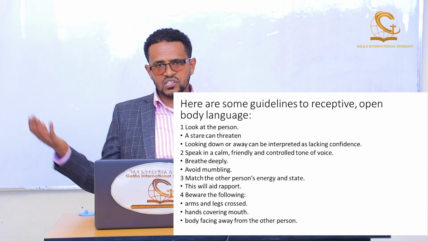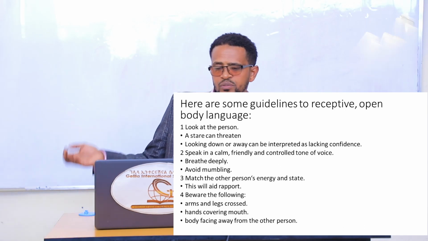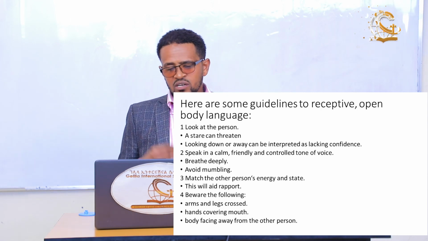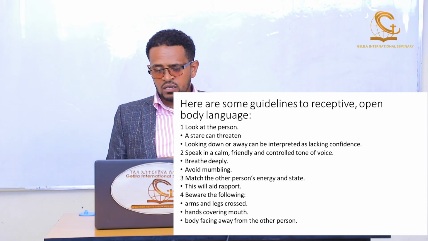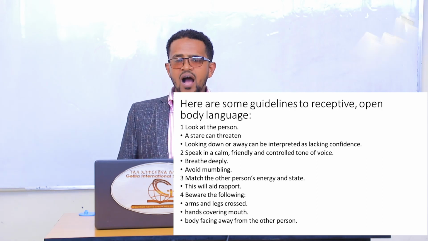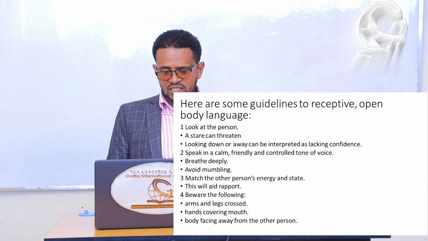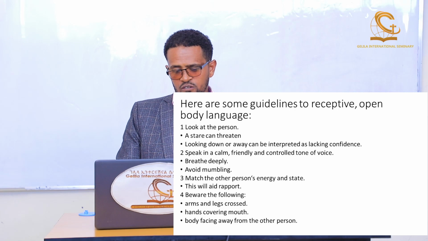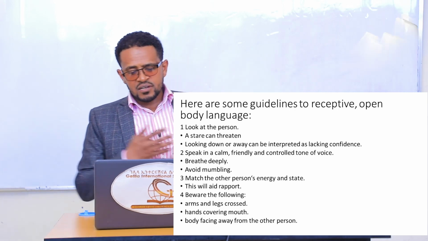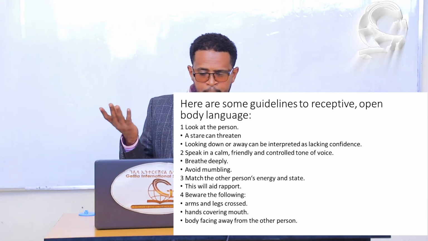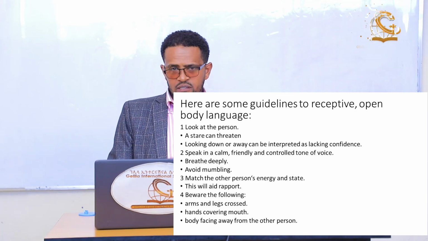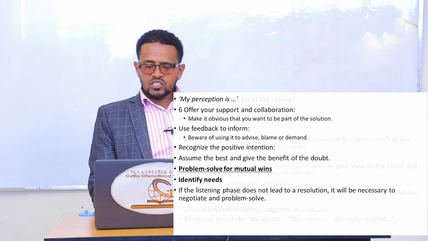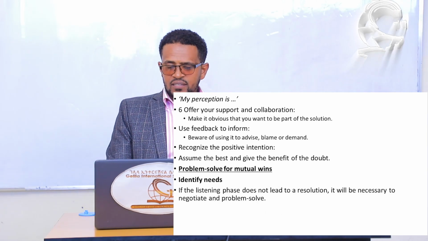For instance, the first guideline for receptive and open body language is to look at the person; staring can threaten. The second is to speak in a calm, friendly, and controlled tone of voice. Breathe deeply, avoid mumbling, and match the other person's energy. The fourth is to beware of arms and legs crossed, hands covering the mouth, and body facing away from the other person. Your body is doing a lot. Then validate, and problem solve for mutual wins or identify the needs.